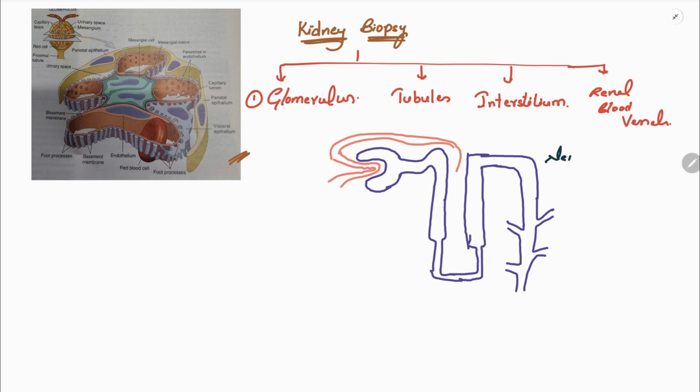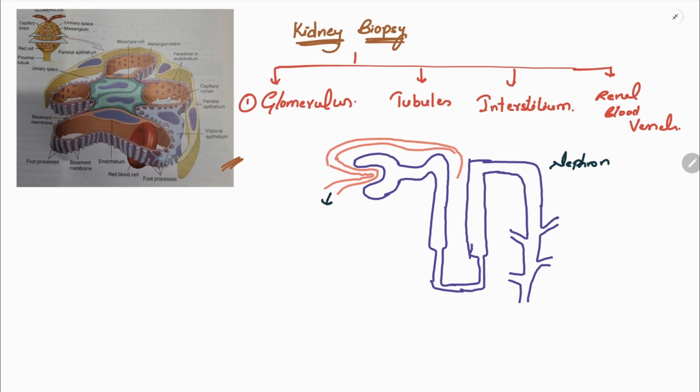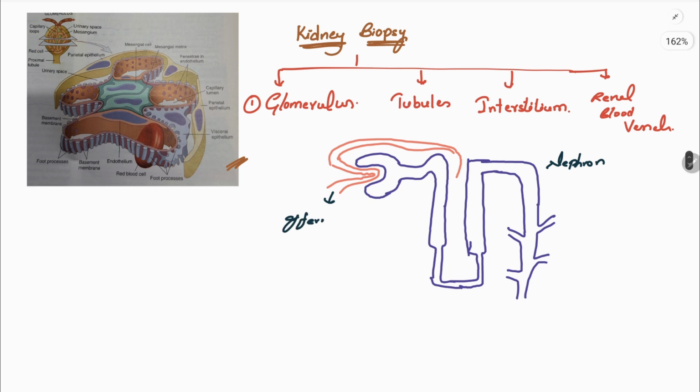this is the nephron. Here the blood vessel which is entering into the glomerulus is called the afferent arteriole. And the blood vessel which is leaving the glomerulus is called the efferent arteriole. And here the structure is called the glomerulus. This is the structure that we are learning about. And next one is tubules.